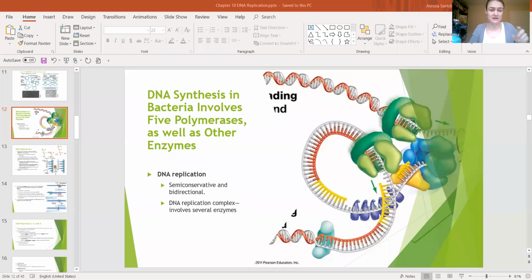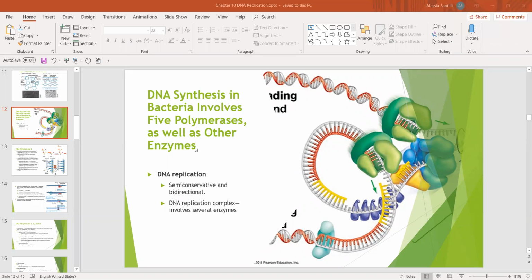DNA synthesis in bacteria involves 5 polymerases as well as other enzymes. So now we're going to start going over what we call the replisome. The replisome is just all the enzymes that we need in order to actually allow for replication of DNA to happen. It is a very efficient, important process, and so you can imagine that a lot of enzymes are needed.